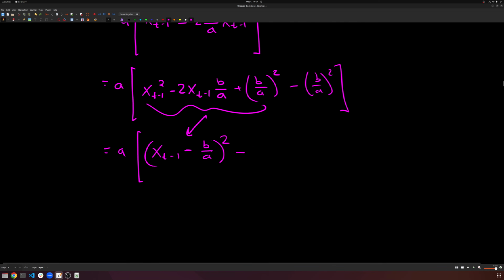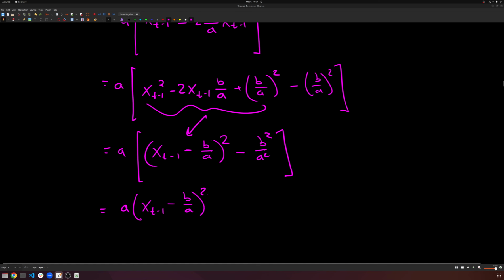And then we, of course, have this minus b squared over a squared extra term kind of dangling there. And we can go ahead and just multiply it through. So it's going to be a times (x_{t-1} minus b over a) squared minus b squared over a, and the a squared will cancel here. So we'll just be left with a, so b squared over a. So we're good to go there. And so now we have effectively completed the square.